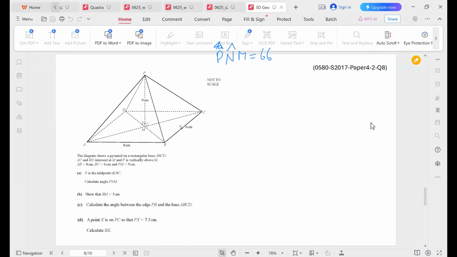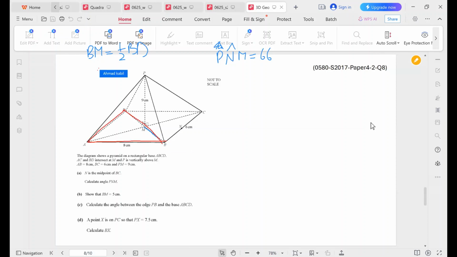Show that BM is equal to 5. So how would we show that BM is equal to 5? This is similar to what we did in the previous problems. We said that BM is half of BD, and we can get BD from triangle BAD.